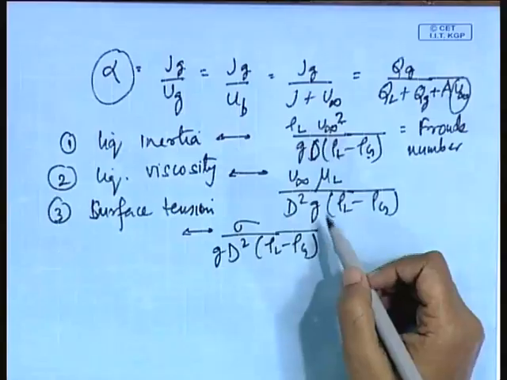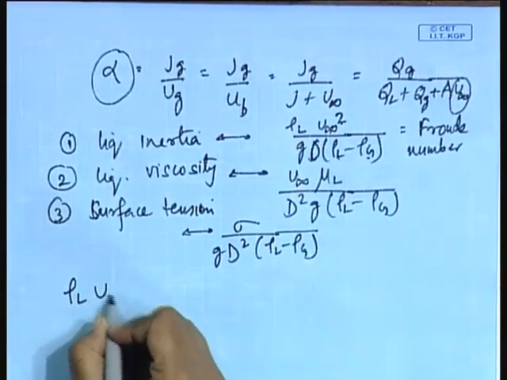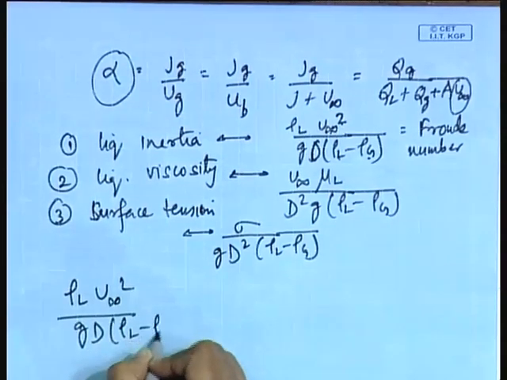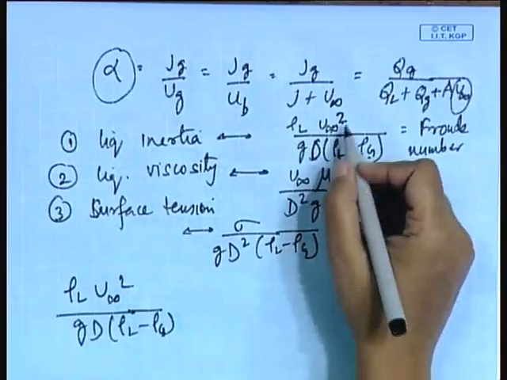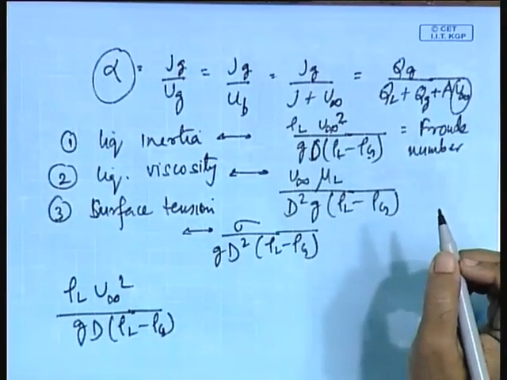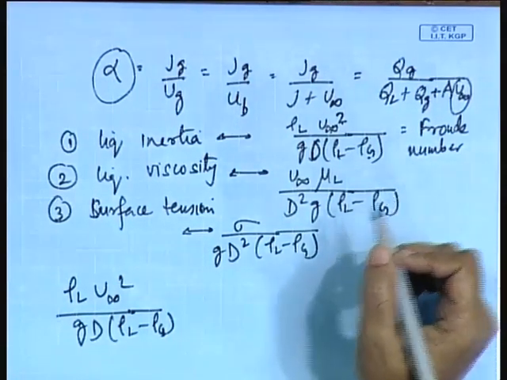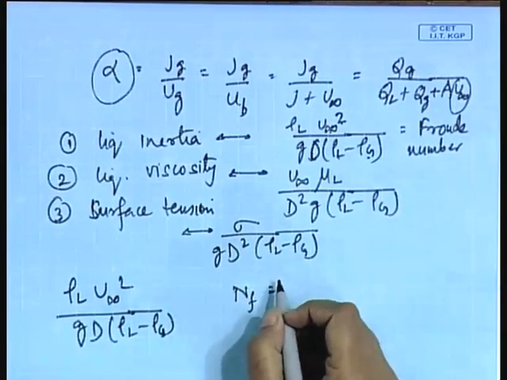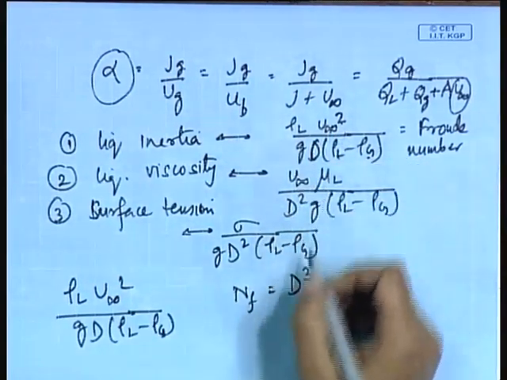So, usually what we do, we select one group as rho L u infinity square by g d into rho L minus rho g. This is one group that we select. The other group, we eliminate u infinity from both of these, and once we eliminate u infinity from both of these, we get the second group, which is usually denoted as NF. This particular group is obtained by eliminating u infinity from both of them.